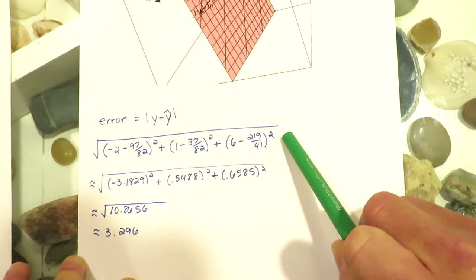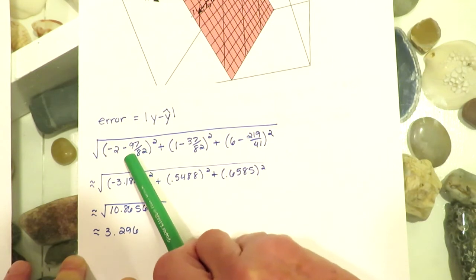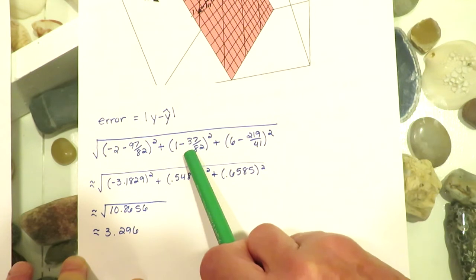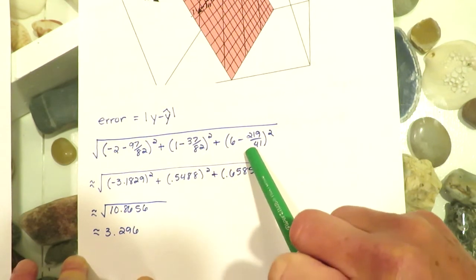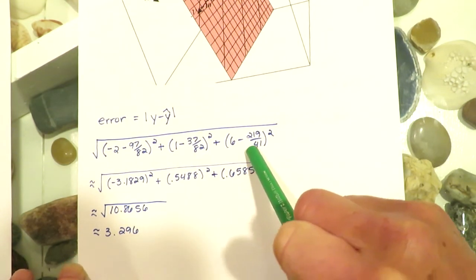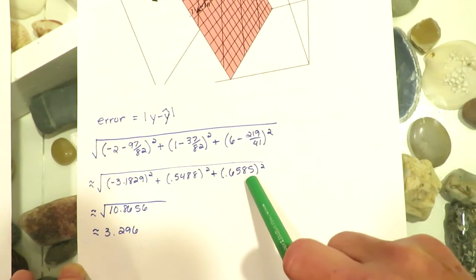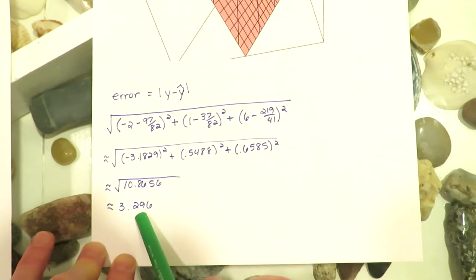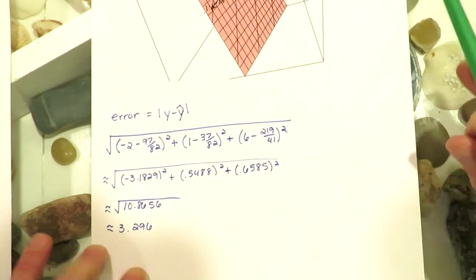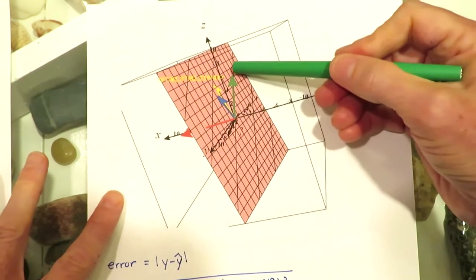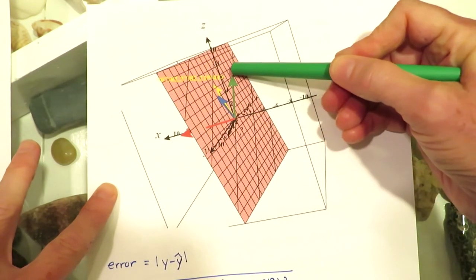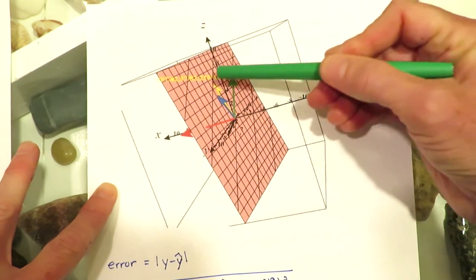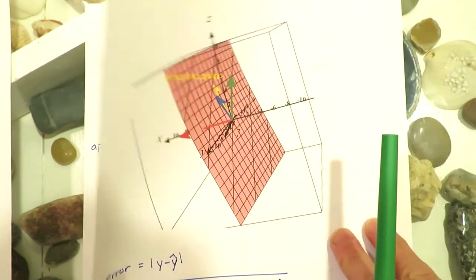college algebra class, and we find the difference of the X, or the first component, squared. We find the difference of the Y, or the second component, squared. We find the difference of the Z, or the third component, squared. And here's some decimal approximations of those differences, and we get a distance of approximately 3.296. So this tip is approximately 3.296 from the plane, and that's measured from the terminal point of that yellow vector.